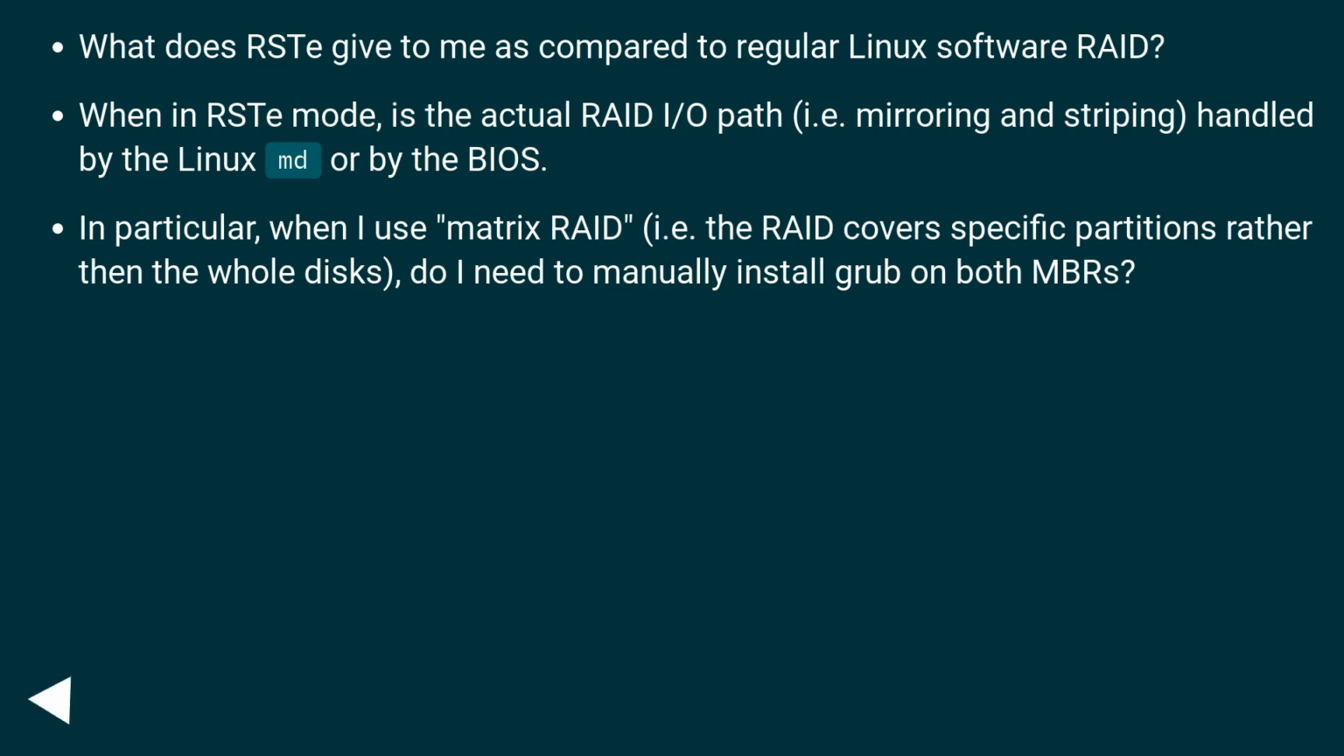When in RST mode, is the actual RAID I/O path, i.e. mirroring and striping, handled by the Linux MD or by the BIOS? In particular, when I use Matrix RAID, either RAID covers specific partitions rather than the whole disk. Do I need to manually install grub on both MBRs?